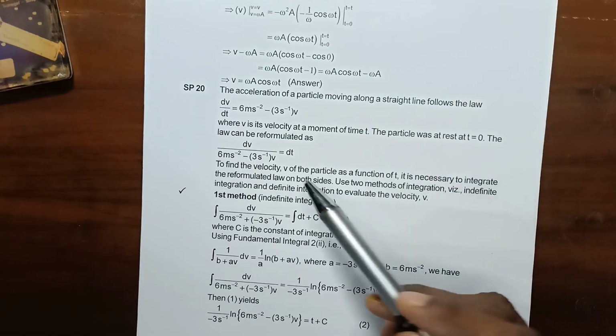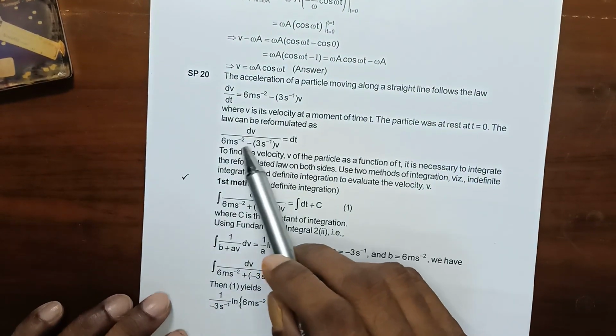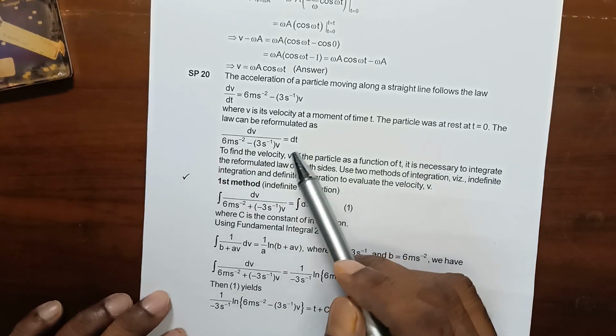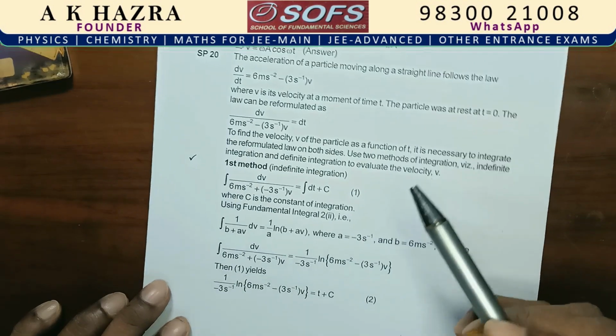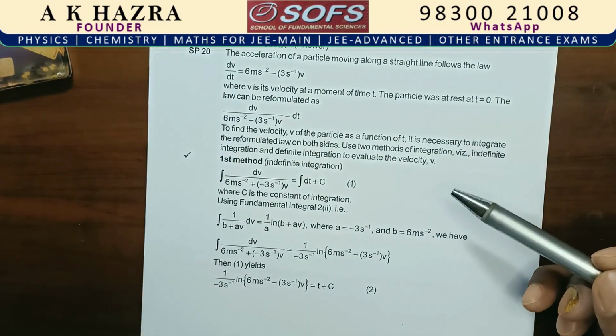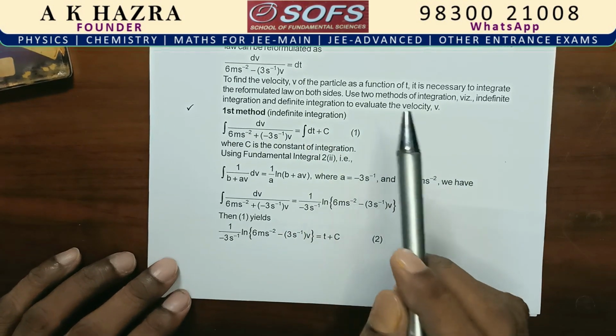Here there is no function of t, so it is a constant 1, associated with 1 dt. Now it is ready for integration. If we integrate that, we can find the velocity as a function of time t. Here we are applying two methods, indefinite integration and definite integration. First method: indefinite integration.